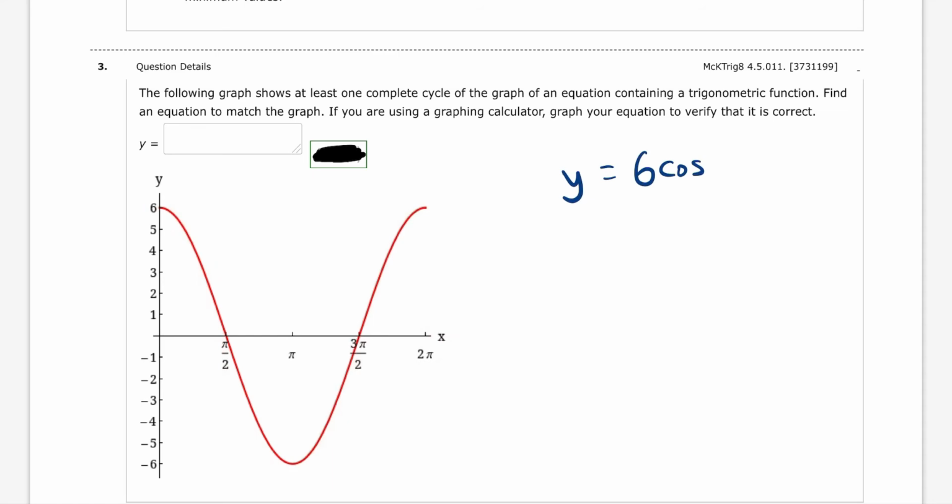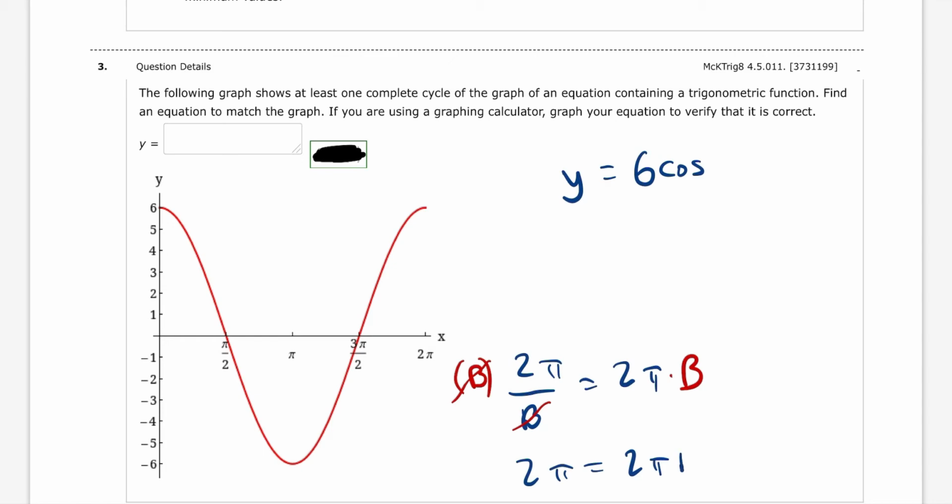So 2 pi over b is equal to 2 pi. Multiply both sides of the equation by b. And now you can divide both sides. So we end up with 2 pi equals 2 pi b divided by 2 pi. b equals 1. So that's just going to be 1x.